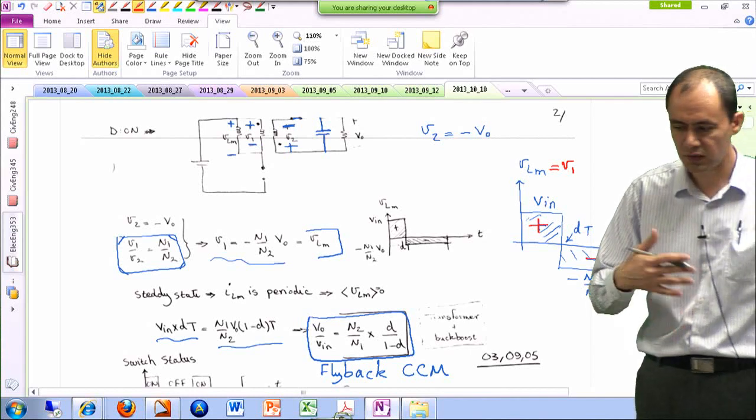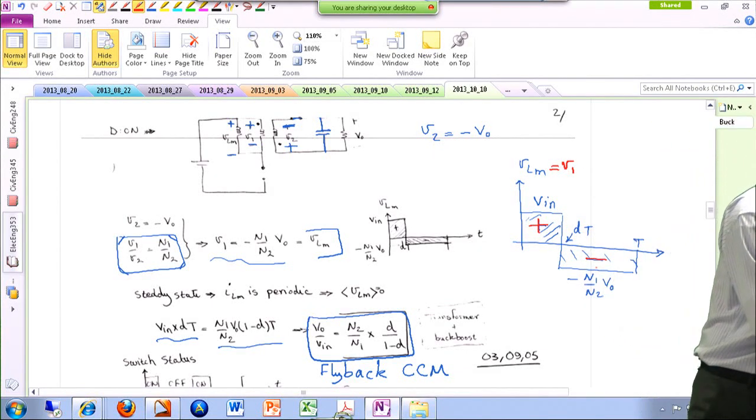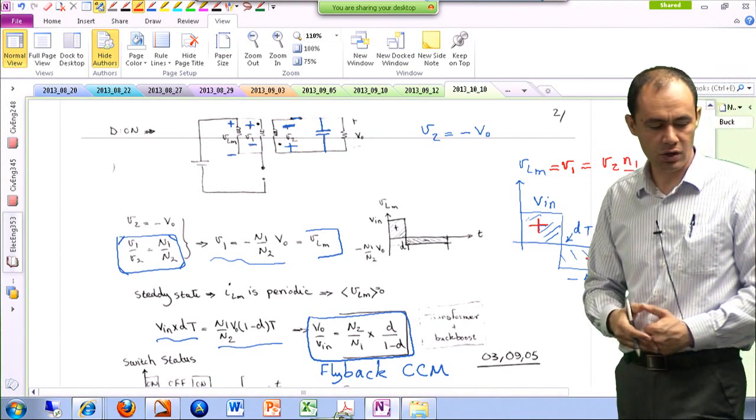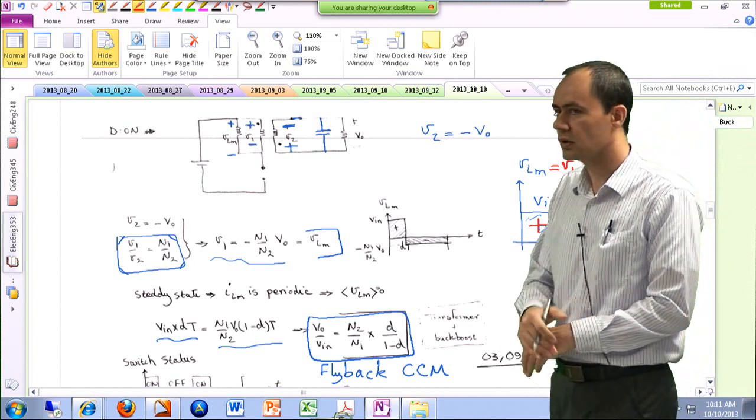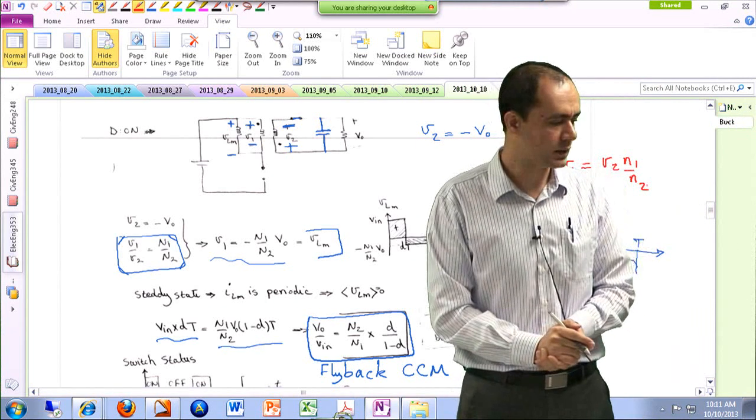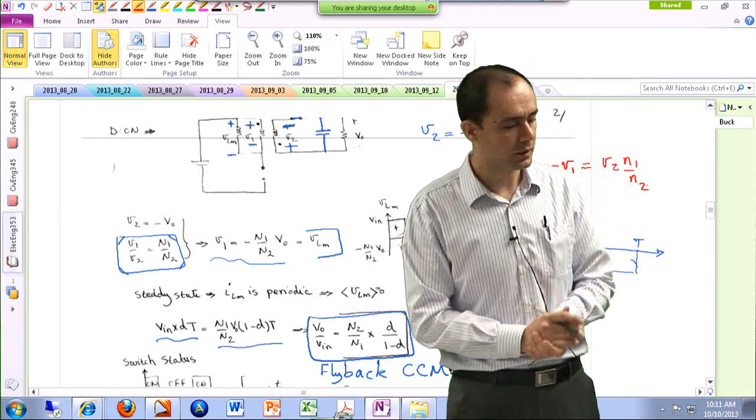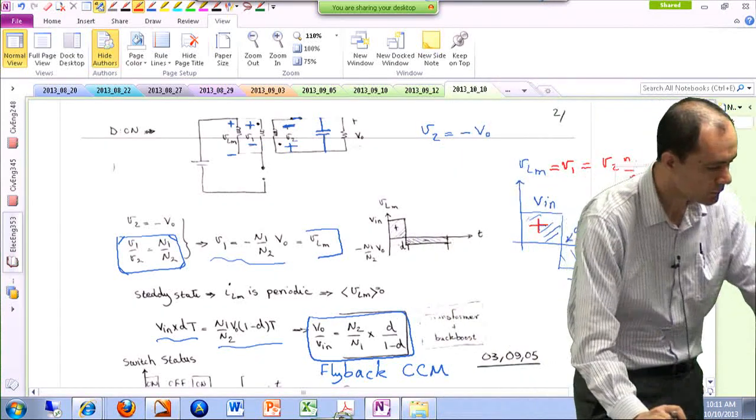So even though our voltage waveform on the primary side, this is basically V2 times N1 over N2, you can see the primary and secondary side voltages are not sinusoidal. They're kind of square shaped, but on average they are 0, so no problem there. All right.